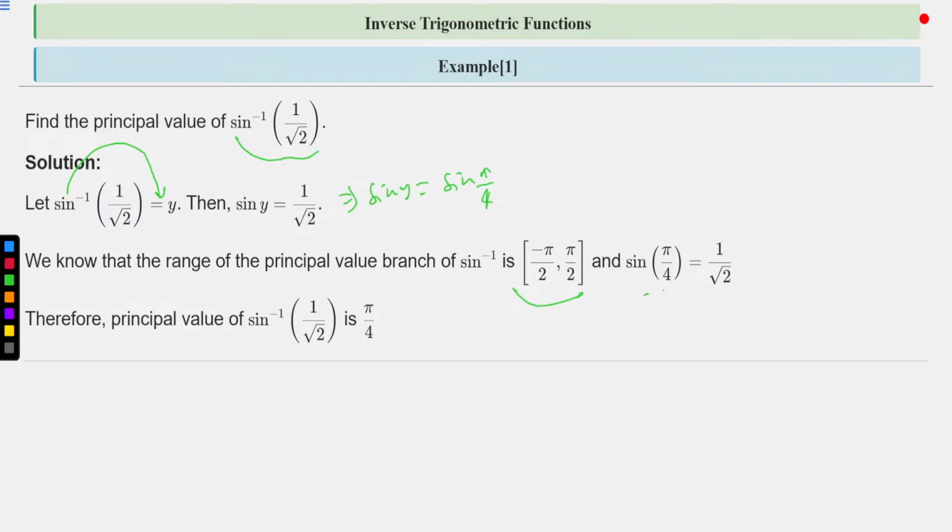You also need to check whether pi by 4 lies in this interval or not. So pi by 4 is lying in the interval minus pi by 2 to pi by 2. If pi by 4 did not lie in the interval minus pi by 2 to pi by 2, then in place of pi by 4 we would write the value which lies in that interval, right? Here pi by 4 is lying in the interval minus pi by 2 to pi by 2, hence pi by 4 is the principal value branch. Pi by 4 is basically the principal value of sine inverse 1 by root 2. Clear? Any doubt?